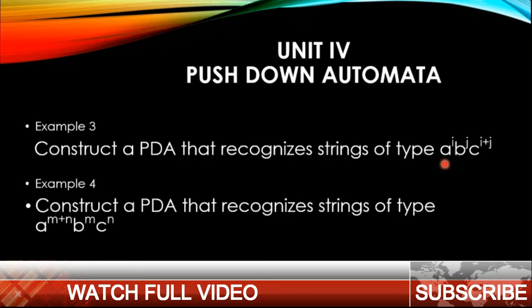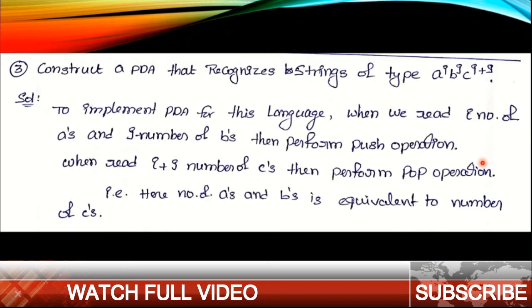Why? Because a can occur i number of times, b can occur j number of times, and c can occur i plus j number of times. That means the total number of a's and b's is equivalent to the number of c's. So when we read i number of a's and j number of b's, we perform the push operation, and when we read i plus j number of c's, we perform the pop operation. That is the logic for constructing the pushdown automata for this particular language.